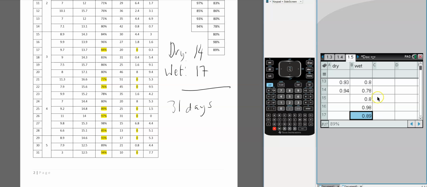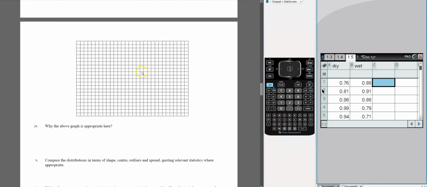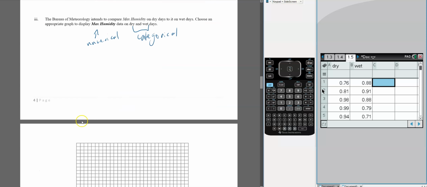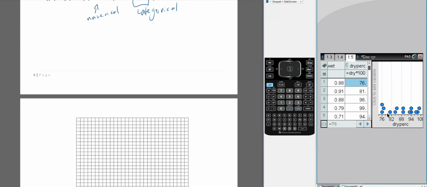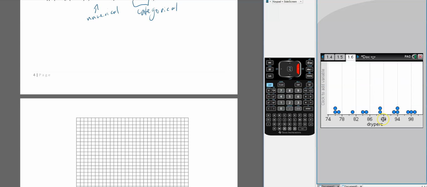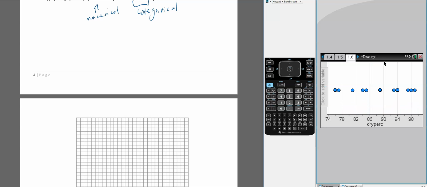Okay, so at this point we've separated the dry and wet days from the max humidity column. I'm just going to do a bit of fancy footwork and turn this into percentages in just a moment. Alright, so now that we've got the actual percentages for these days, let's turn this into a box plot. So control, menu, quick graph, control 6, control right, and we're going to turn this into a box plot. Plot type, box plot. Now this is what you need to do if you want to put two box plots on one, because we've only got the dry percentages on there at the moment.